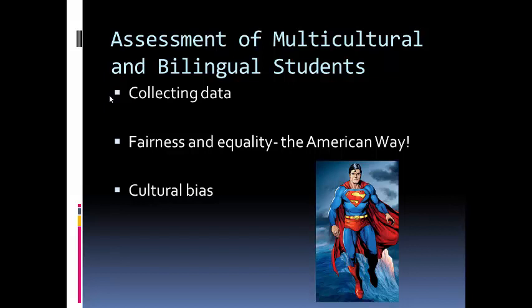Why? You're trying to see if the child is going to be able to follow directions in the classroom. Because again, the child may understand some verbal words, although the child won't speak.